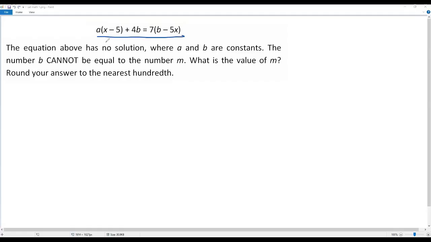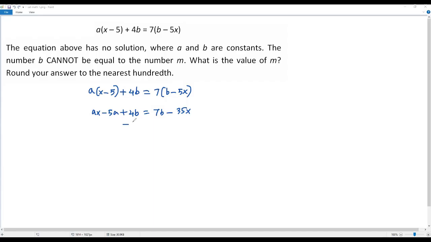Now, let me do some simplification on the left side and the right side as well. First let me write the given equation as it is. That is a times (x minus 5) plus 4b equals 7 times (b minus 5x). Let me distribute this a to this x and negative 5. Then I'm getting ax minus 5a plus 4b equals. Now let me distribute this 7 to this b and negative 5x, and I'm getting 7b minus 35x.